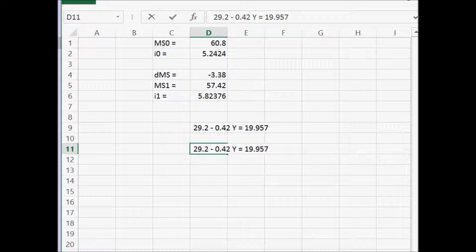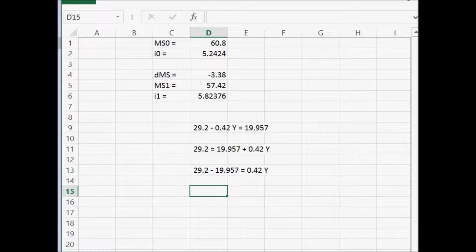So the next step is to do what? Add this quantity to both sides. So I need to delete the negative sign symbol. And then subtract this from both sides of the equation. And then finally, divide both sides of the equation by the slope.